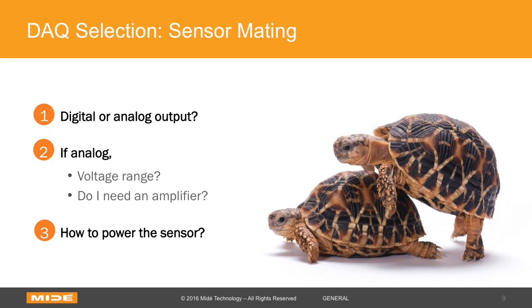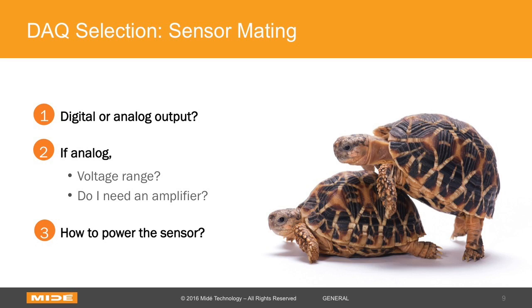Before we get into some specifics on your data acquisition system, or DAQ, you have to think about the mating between the two. Is the output a digital or analog output from your accelerometer? If it's digital, you just have to pay attention to the interface it's using. Is it I2C? Is it serial? What is it? If it's analog, you'll have to pay attention to the voltage range output and make sure that your DAQ system can handle that.